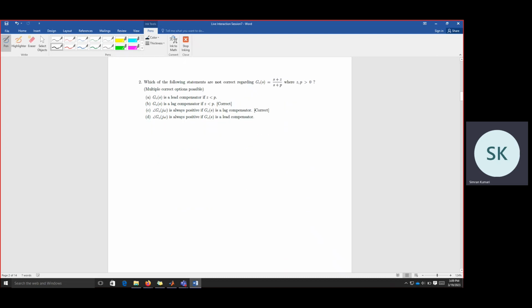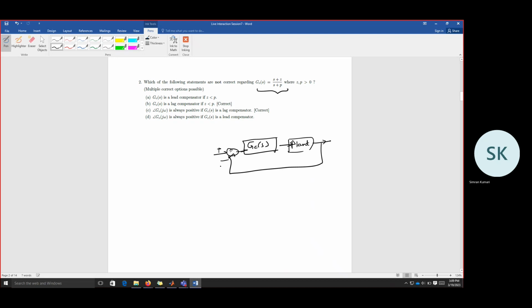It says, which of the following are not correct. You have a plant, or you can say a system, and there is a compensator or controller, which is Gc(s), in a negative feedback loop. So what can we say about this controller?